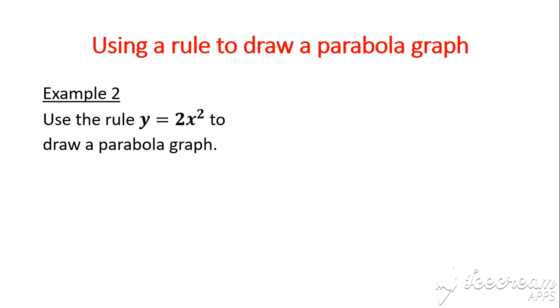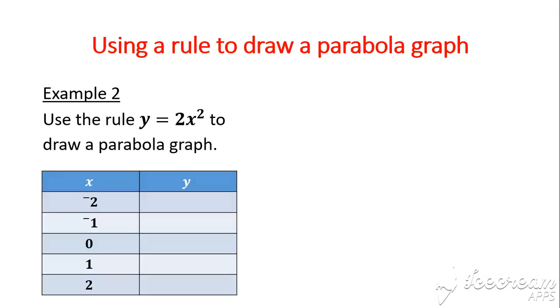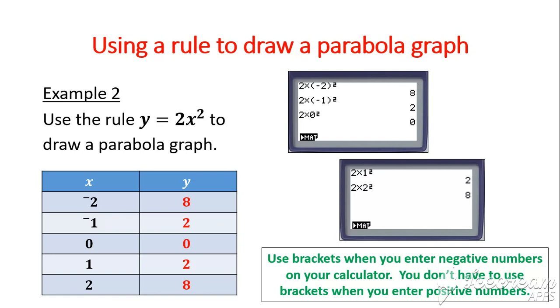All right, here's another example. Use the rule y is equal to 2x squared to draw a parabola. Well, once again, we get a table set up. We've got x from -2 to +2, and we're going to substitute those x values into the rule to get y values. And once again, please be careful if you're using a calculator.